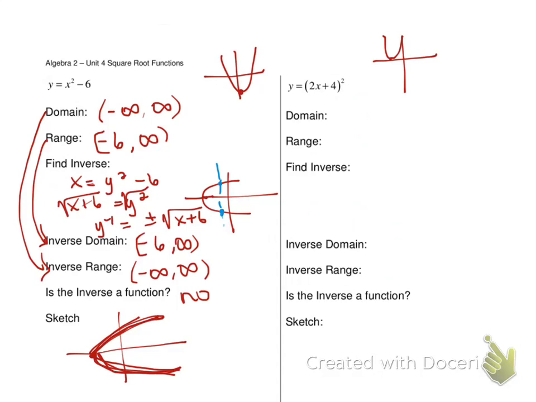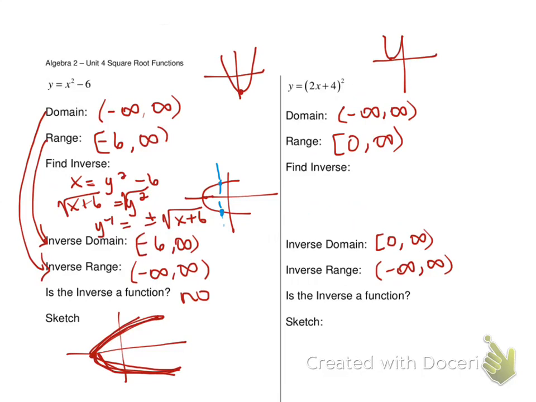Okay, so that's what that function looks like. So the domain is -infinity to infinity, because that's every quadratic function, and the range in this case is 0 to infinity. So I know without even finding the inverse that my domain is now going to be 0 to infinity, and the range is going to be -infinity to infinity. Okay, because it has to be, because that's how inverse works.